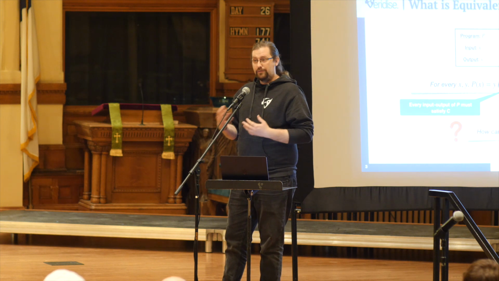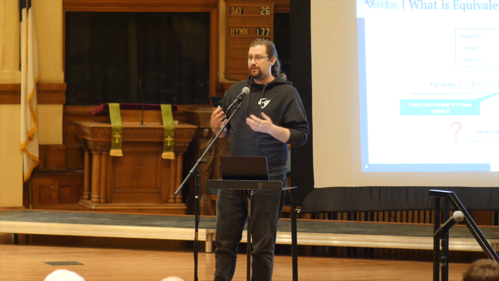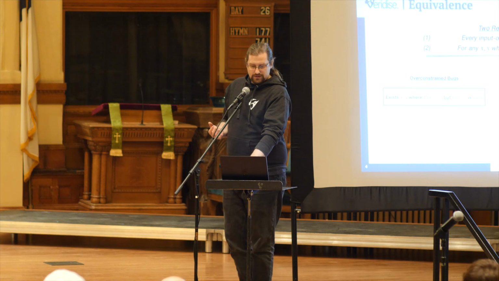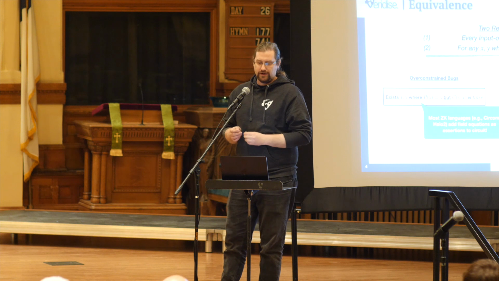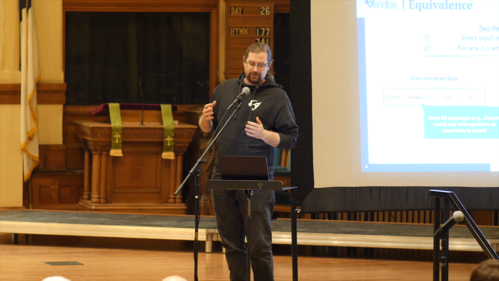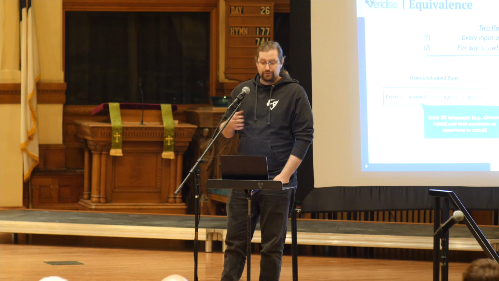And so essentially what we're going to talk about in this talk is how this can be violated and how you can automatically detect these violations. So for this, we have two requirements. Basically, for every input and output of P, we want to make sure that it satisfies C. And then for all of the inputs and outputs that satisfy C, we need to make sure that they will be produced by your program.